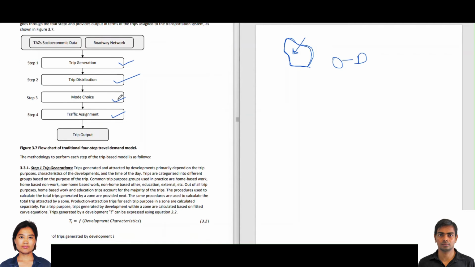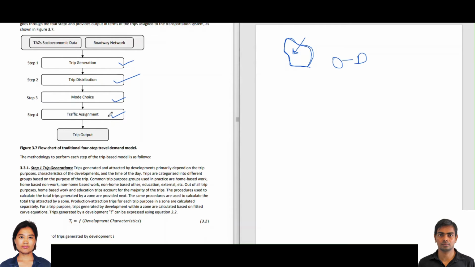Then the mode choice. To go from one location to another, a person has several choices. He can bike to the destination, he can take transit, he can take a private vehicle, he can walk to his destination, depending on several factors. So those factors are considered under mode choice. And in mode choice, the trips are split among the different modes that are available in the region.